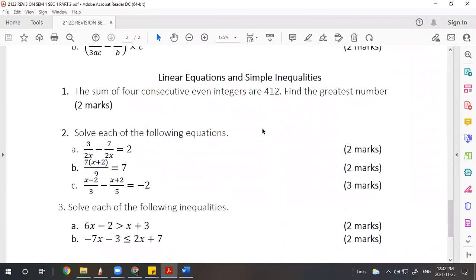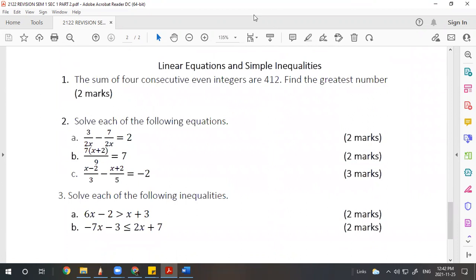Okay, a little more. The sum of 4 even integers. Remember, 4 consecutive even integers. 4 numbers. So, for example, the first number is n. The second number is n plus 2, right? Because even. The third number is n plus 4. Done? No, because we have 4.